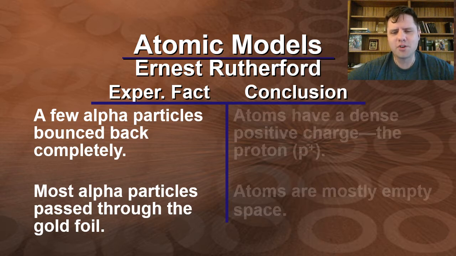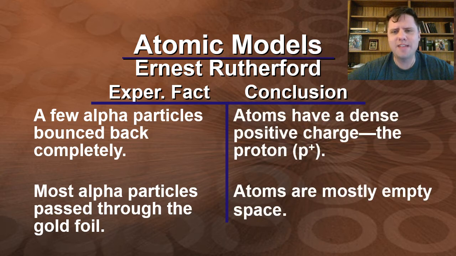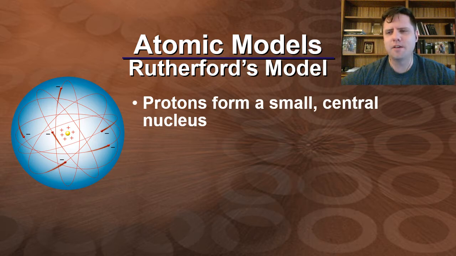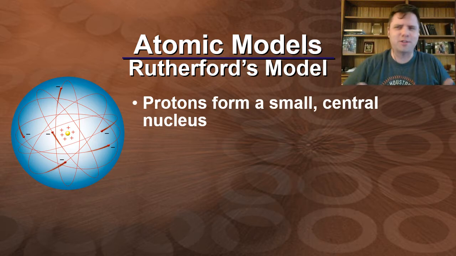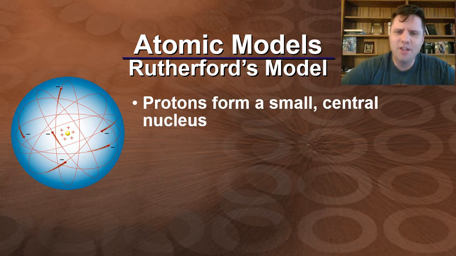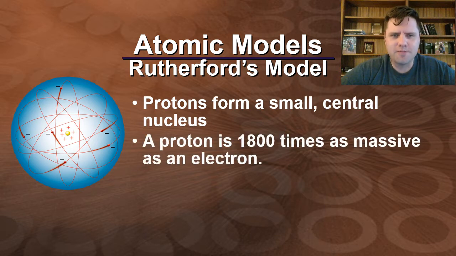And so Rutherford concludes from this that atoms have a dense positive charge, the proton, and atoms are mostly empty space. So he's saying the reason why these alpha particles are just flying right through the gold foil is that, for the most part, the atom is made up of mostly empty space. And he's absolutely right. And so he puts forward the model that the positive charge is not spread through a gel-like substance throughout the entire atom, but is densely compact in a central nucleus where the protons are found.